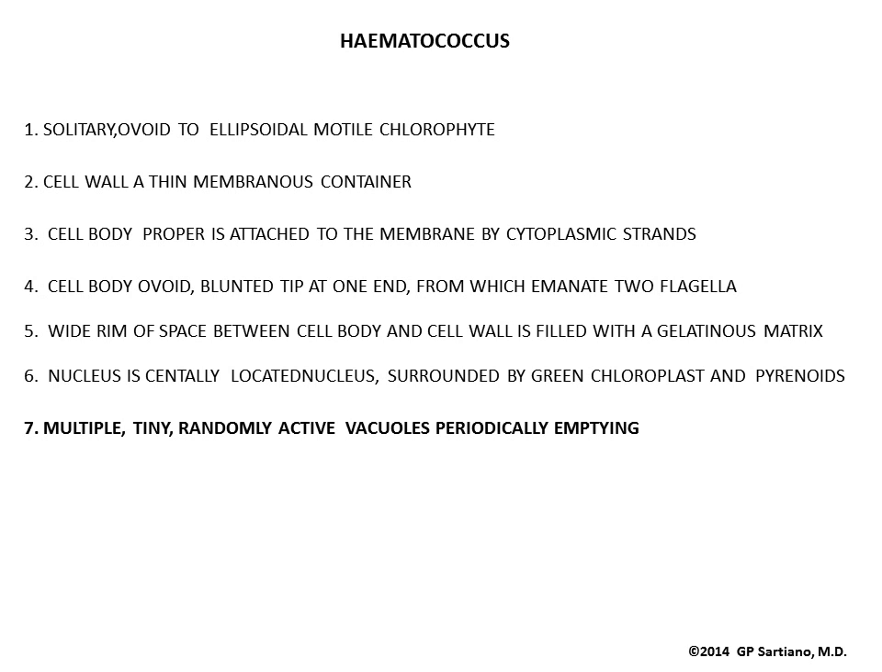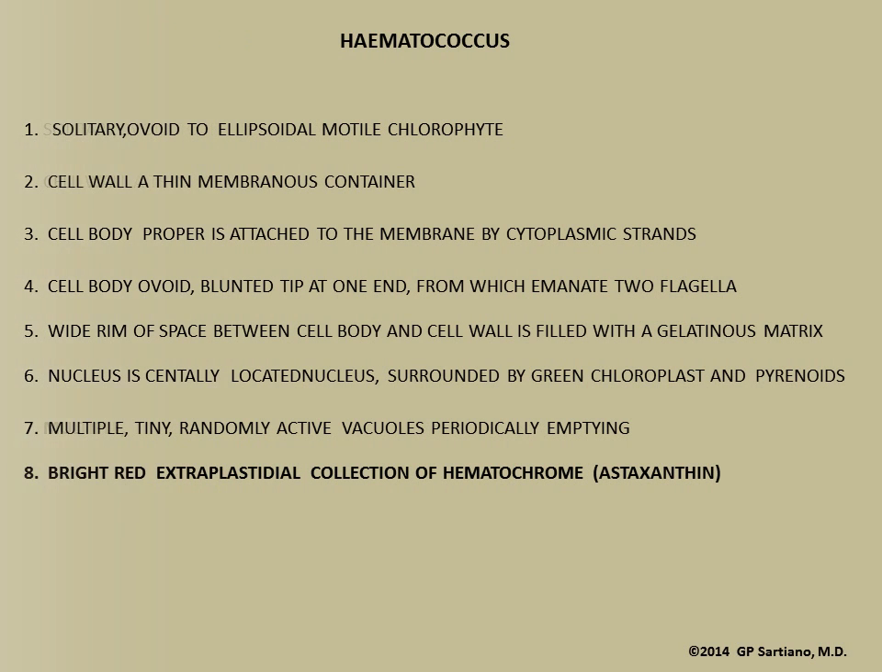Haematococcus has multiple tiny, randomly active vacuoles which can be observed periodically emptying. And in the presence of excessive ultraviolet light, Haematococcus can accumulate quantities of a bright red extraplastidial collection of the hematochrome astaxanthin.